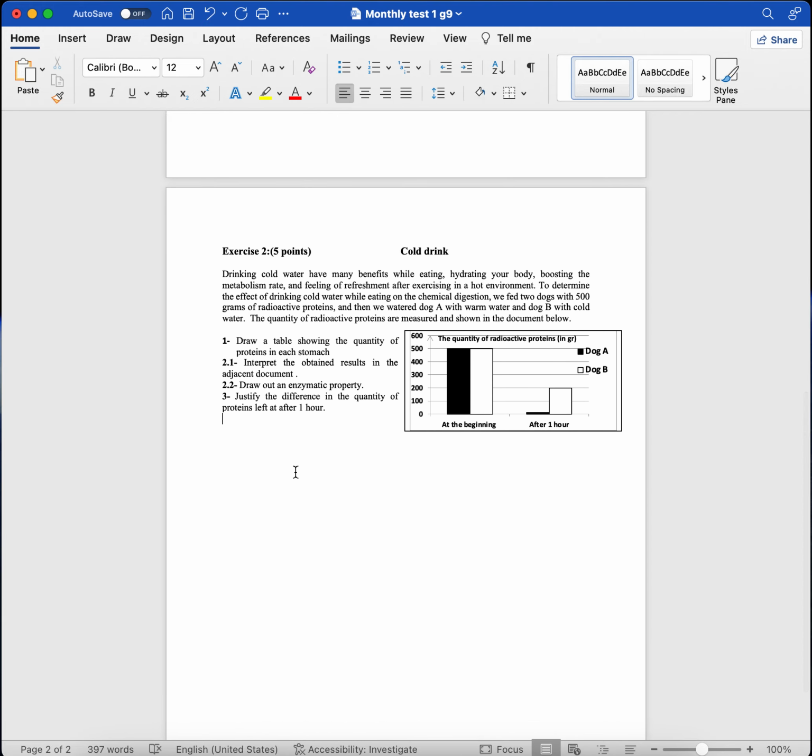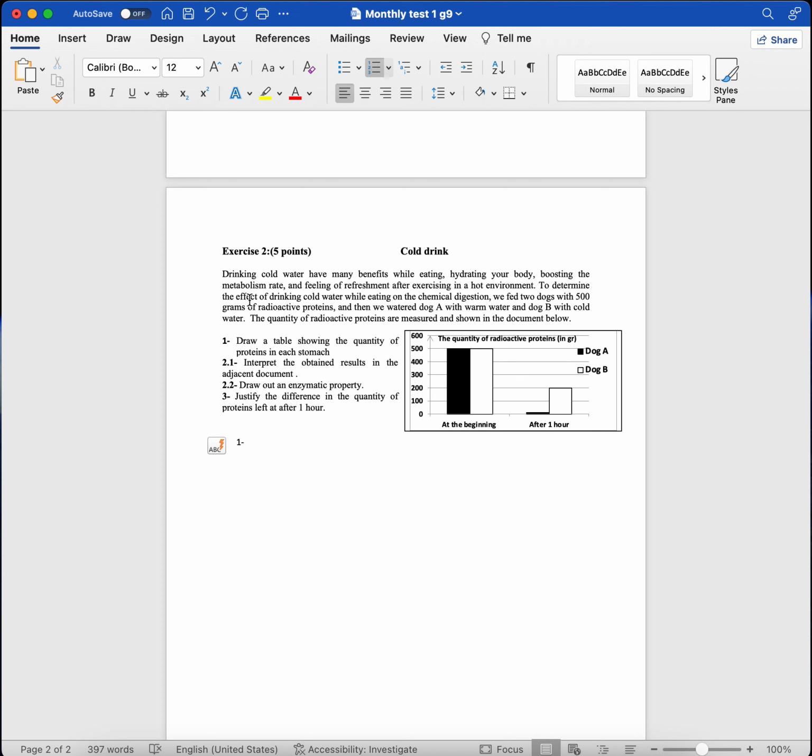Second question اللي هو أصعب واحد فيهم، وهيدا أكتر شي بحب السؤال أنا إنه صعب. Drinking cold water has many benefits while eating: hydrating your body, boosting the metabolism rate, and a feeling of refreshment after exercising in a hot environment.